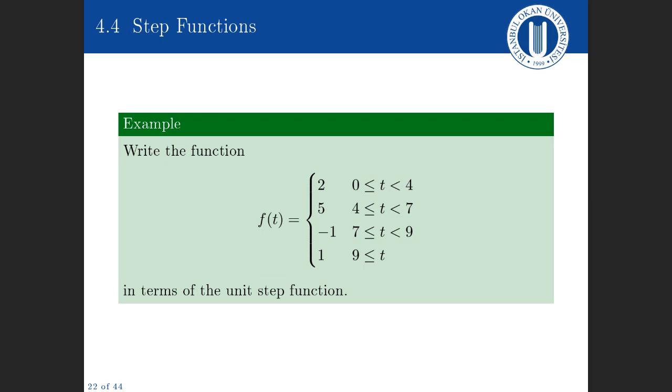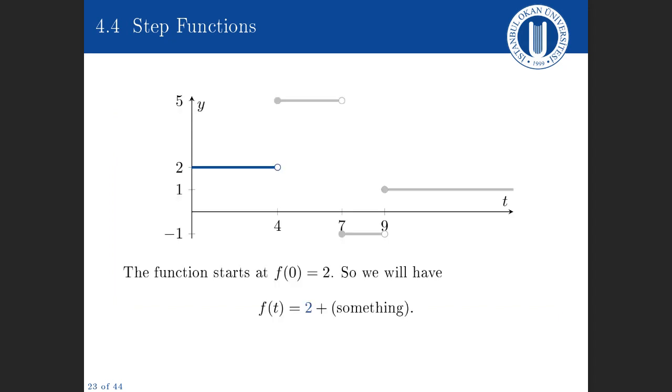Write this function in terms of the unit step function. We have a function which is 2, and then it's 5, and then it's minus 1, and then it's 1. Now, let's look at the first number. First, we have 2. So the function is going to be 2 plus something. That takes care of the first part of the function.